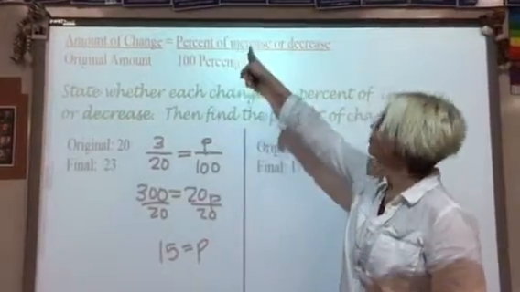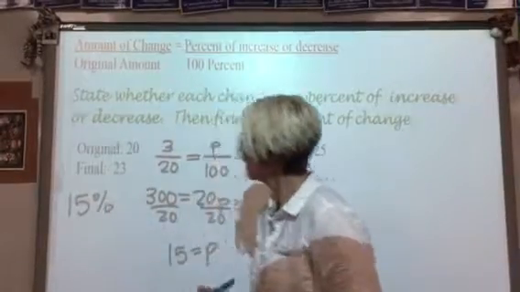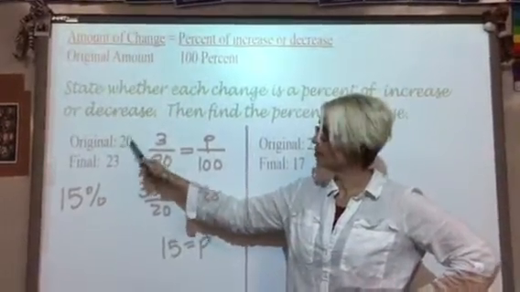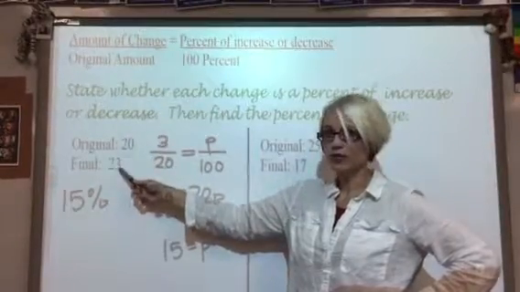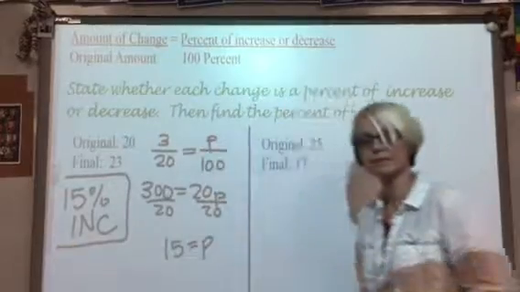Remember, p was standing for percent of increase or decrease, so you would write 15%, and then you have to look back here to see if it was an increase or a decrease. Original was 20, final's 23, so you would say increased, and if you want to abbreviate, you can.